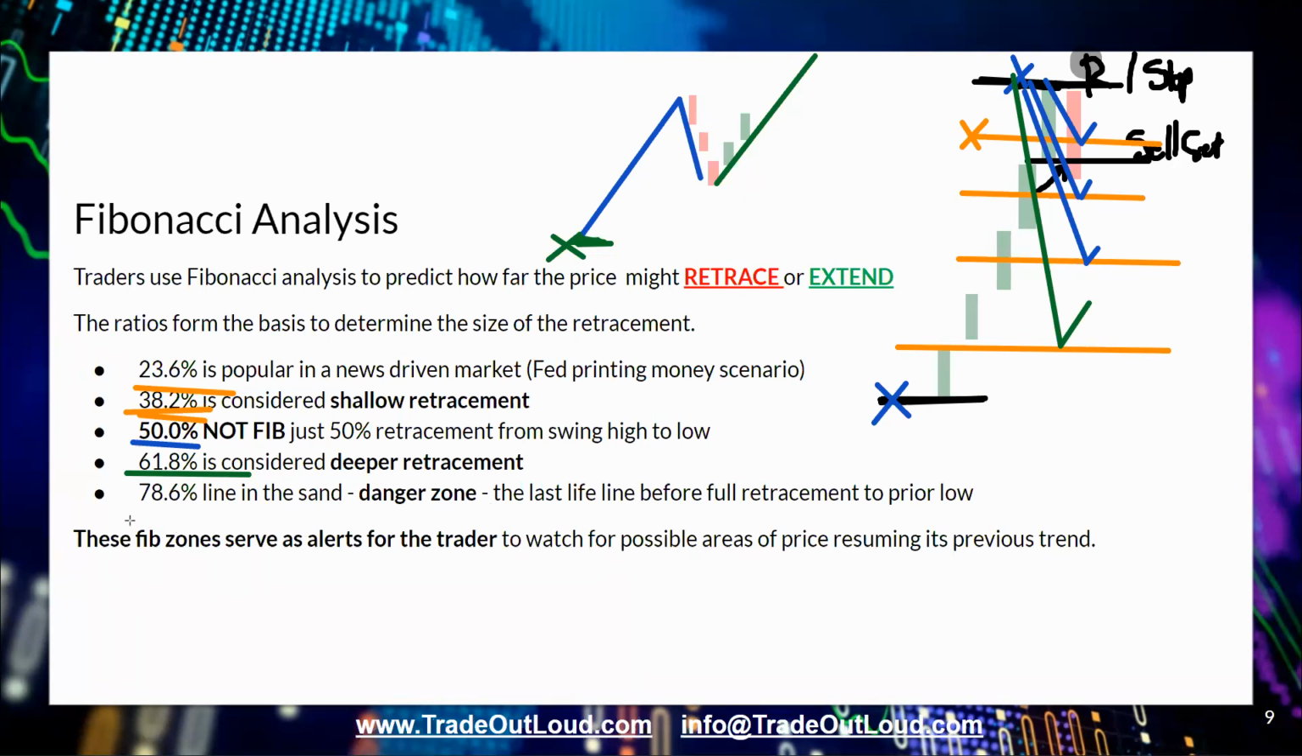And the last level is the 78.6%. This is the line in the sand. This is the danger zone. So for example, if the price action comes in like so, this is the originating point. This is the high, right? And it comes in very, very close to this low. This is, let's say, the 78.6%. This is actually the last lifeline. It's the last trampoline, the last possibility for a price bounce before a full retracement, a shallow pullback, and then collapse into the market.